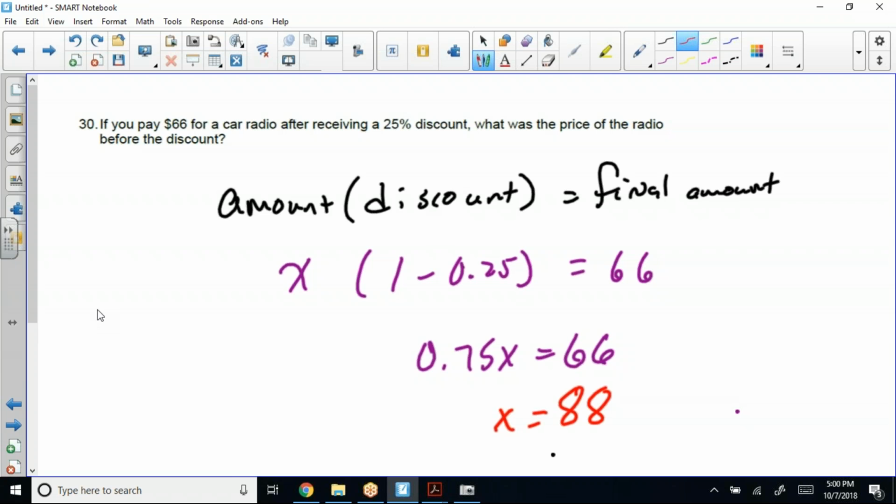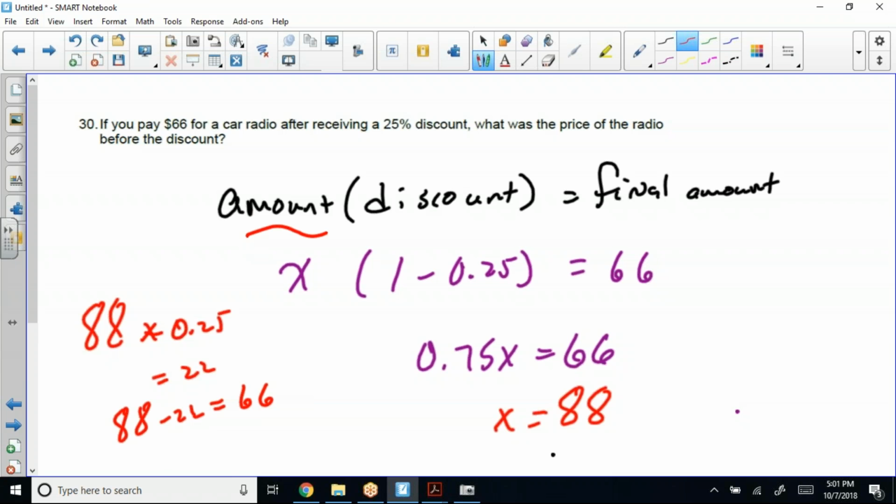And we can check that. We can say, hey, $88, you can do it either way you really want, times 0.25, and that would be $22, right? Now I could do 88 minus 22 equals 66, and that checks out. Or I can just say, hey, 88 times 0.75, which is 66. So either way, that's how you do it.